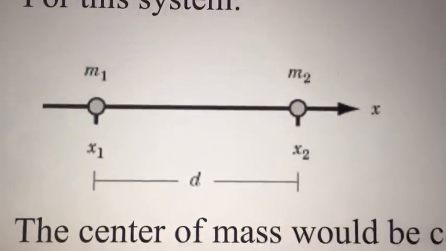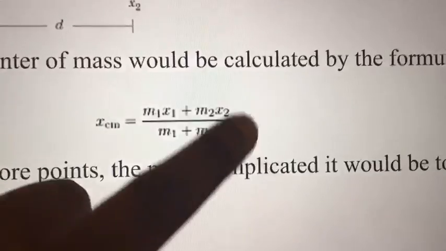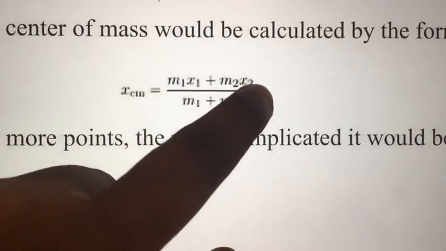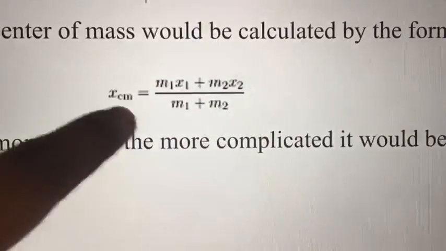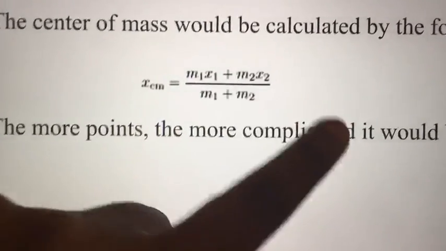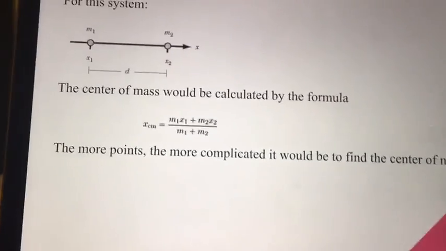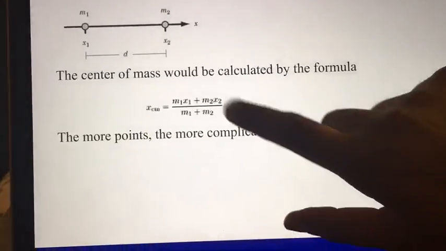And the more masses you have, you would just add on to this. So it would just be m1 x1 plus m2 x2 plus m3 x3 over m1 plus m2 plus m3. So the more points there are, the more complicated it would be. But this is the basic formula.